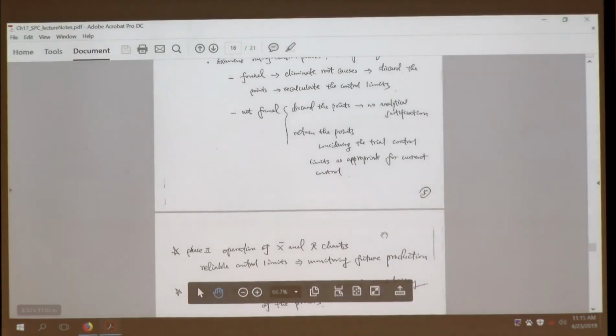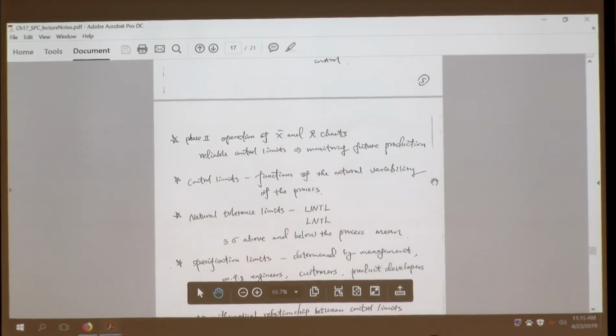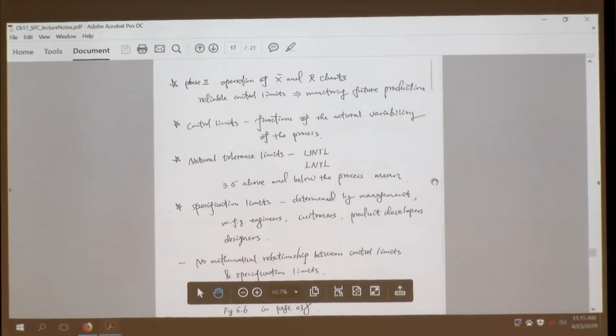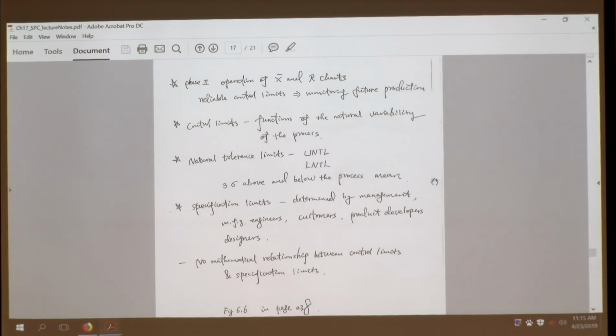And this is exactly what we are doing right now over here. Phase 1 is trying to establish the control limits. This is called trial limits. You are basing it on historic data, doing a lot of experiments and trying to establish the control limits. But phase 2 is the operation of the X bar and R chart. That means in phase 2, you have already established reliable control limits, and now we are going to use them to monitor future production.